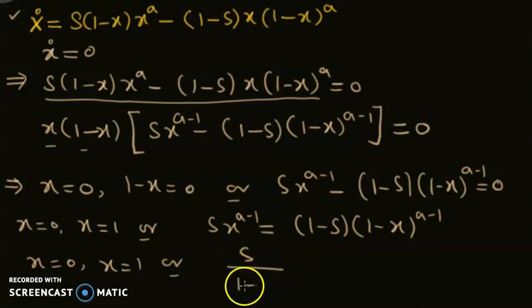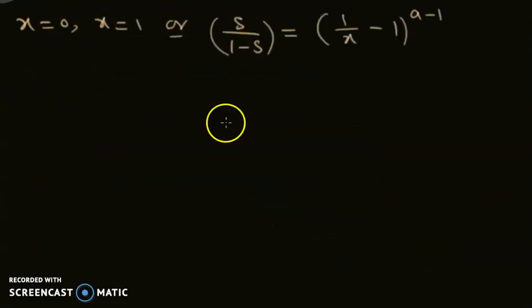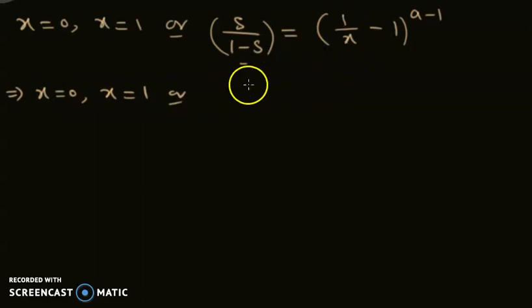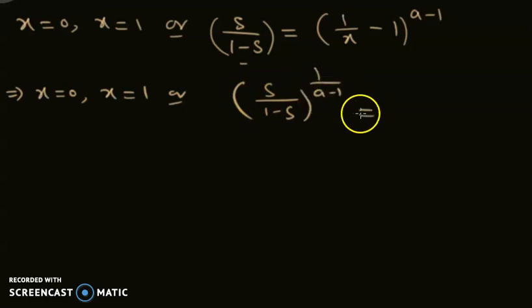I'll get s over 1 minus s to be 1 over x minus 1 whole power a minus 1, from where we get x to be 0, x to be 1, or we get this over here, and from here we get x to be 0, x to be 1, or so that is going to be s over 1 minus s to the 1 over a minus 1 to be equal to 1 over x minus 1. These two are fixed points already, so the third one will be coming from here.